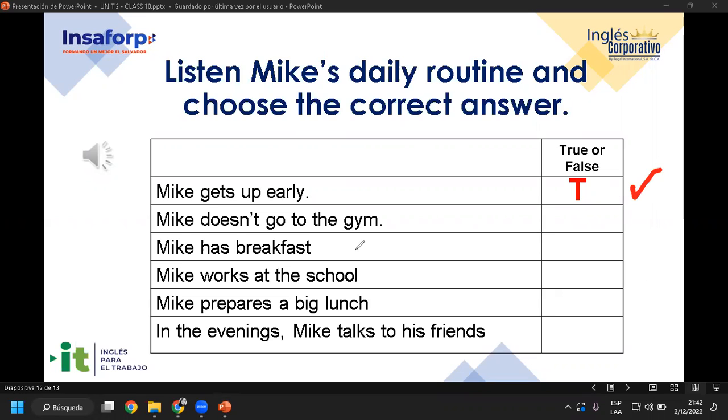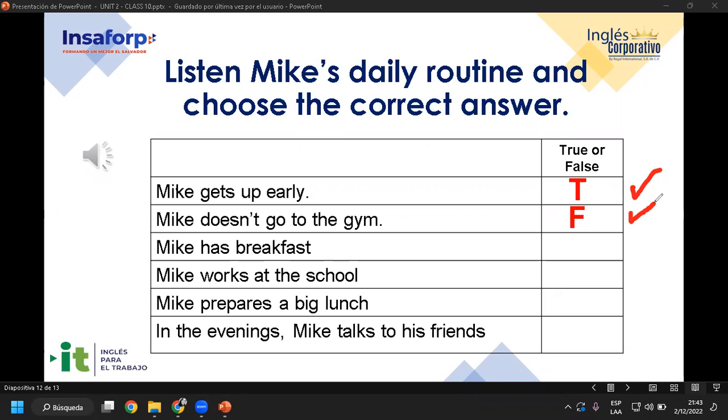Okay, next one. Volunteer for reading the sentence number 2, please. My dad isn't going to the gym. Thank you. So guys, what do you think? Is that true or false? False. So he goes to the gym? Are you sure? Yeah. Correct. Very good. If you have false, you have 1 point.